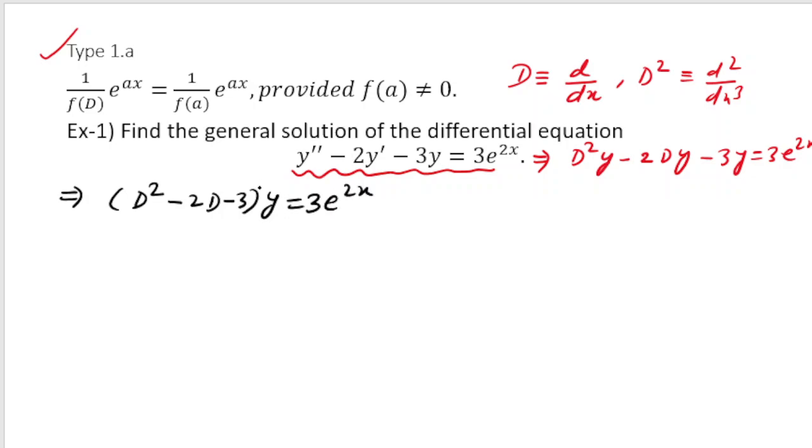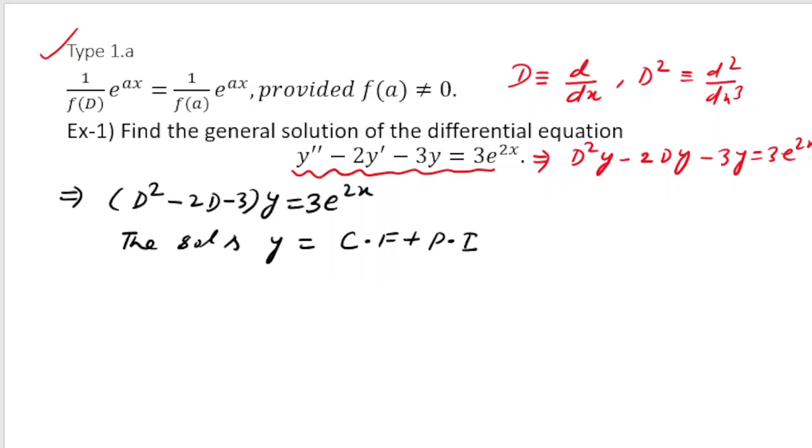So basically there is no difference between these two things, but it is always better to write the differential equation in this form, especially when we are solving it through the operator method. So what is the solution? As I told you, the solution is given by y is equal to complementary function part plus particular integral part.